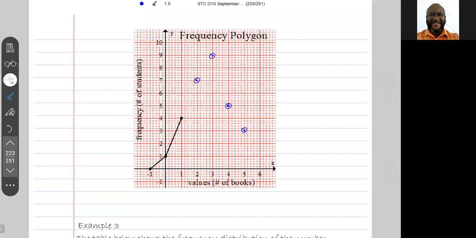Now for the frequency polygon, you're going to connect the points using your ruler. Connect the points using your ruler.